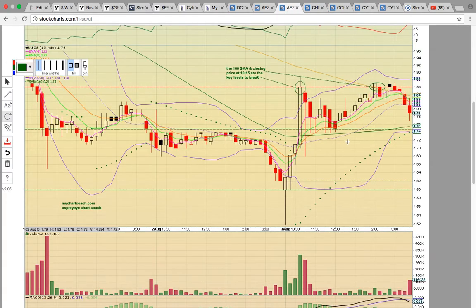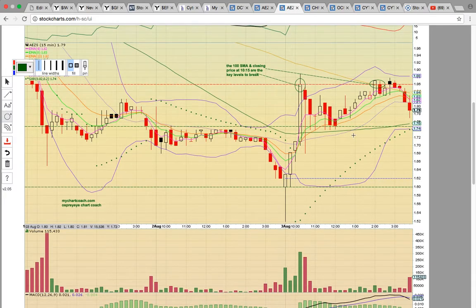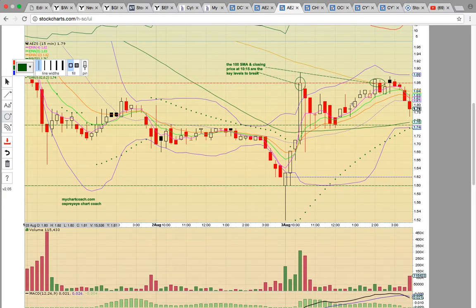If you look here on the AEZS 15-minute chart, it heated up today on the move above the middle Bollinger Band and the 50-day simple moving average. It came up and hit the 100 simple moving average here, the gold line currently at 184, and it failed to turn that level into support and pulled back below it into the close. So that's going to be the key level to break tomorrow.